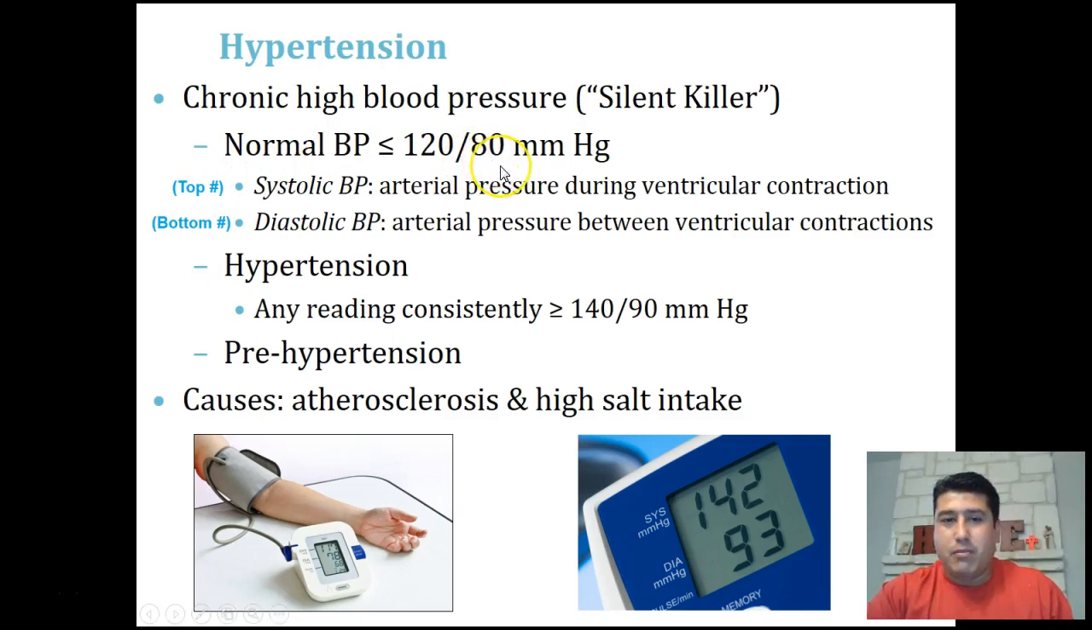So the bottom number is the pressure inside the artery between pulses. Now that we know normal blood pressure and what the numbers actually mean, hypertension is any consistent reading of 140 over 90 or higher.